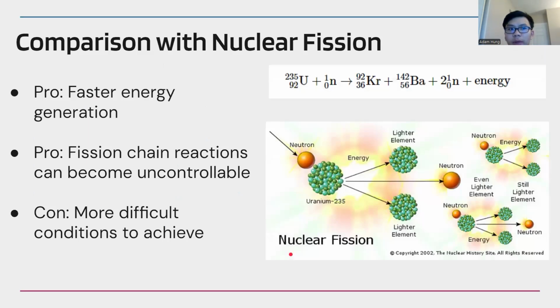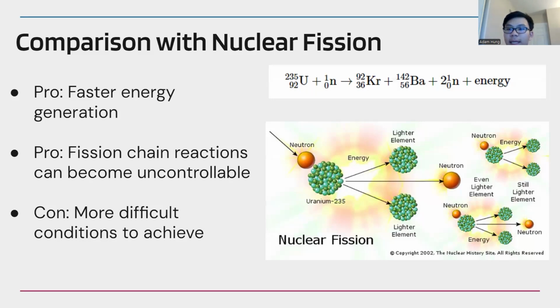So comparing with fission, which is the energy that dominates nuclear power today, a pro for fusion is that it has faster energy generation, with each fusion reaction generating 4 times the amount of energy of a fission reaction.